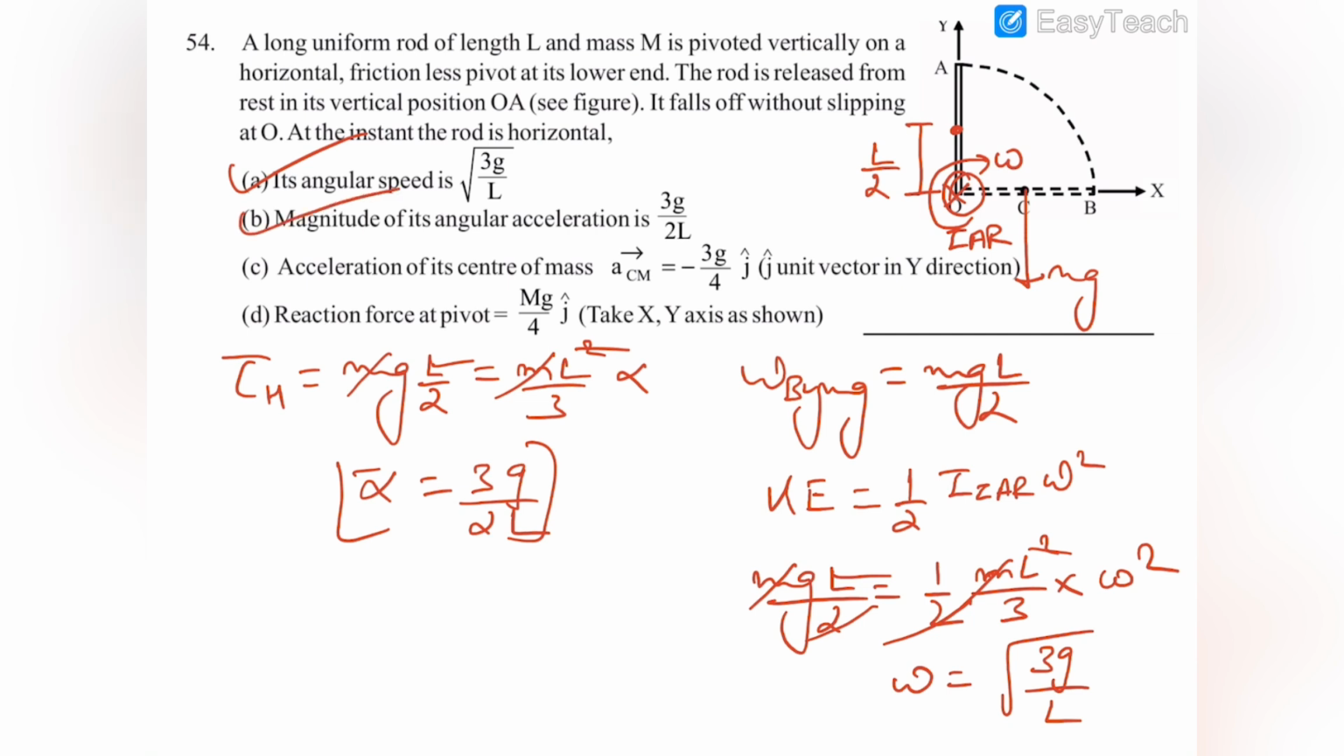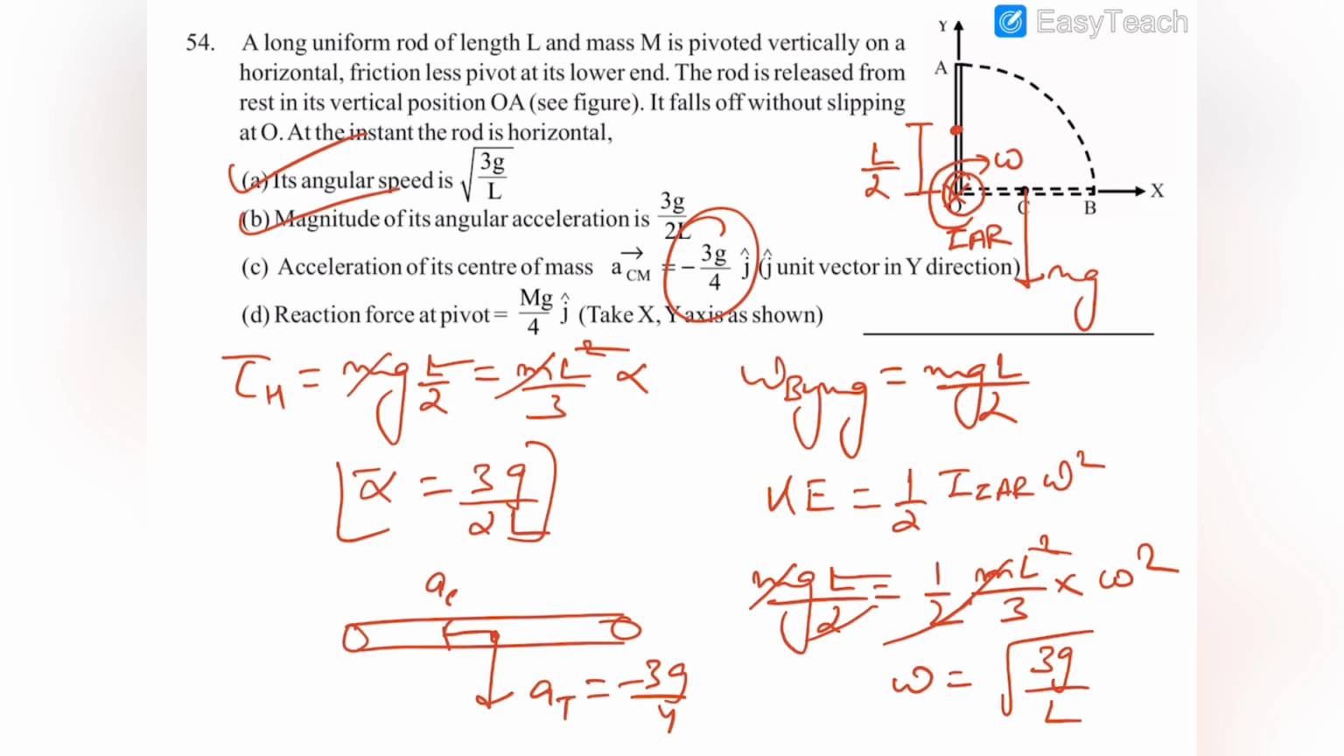Now option number 3 says that the center of mass will be accelerating in the downward j direction. This is incorrect, because you can see that there would be two accelerations of the center of mass. One would be tangential. So this tangential acceleration would be minus 3g by 4, but there will be a centripetal acceleration also, because the center of mass is rotating in a circle. So this centripetal acceleration will be present, and therefore the net acceleration will not be this one.